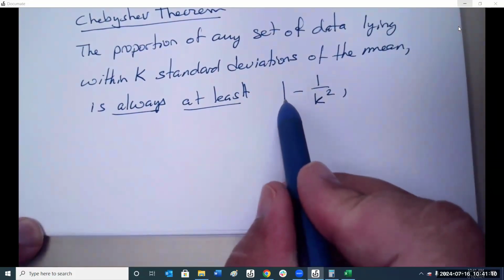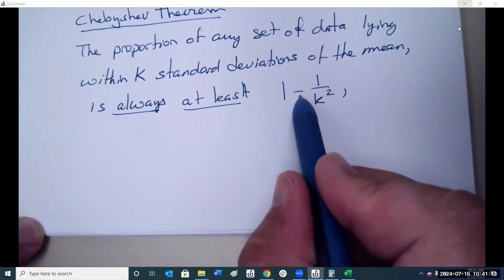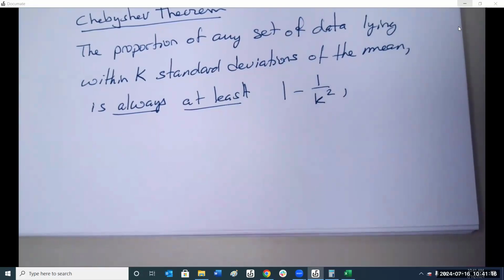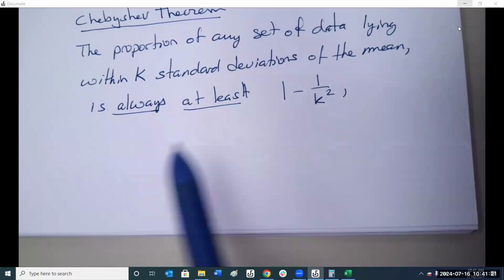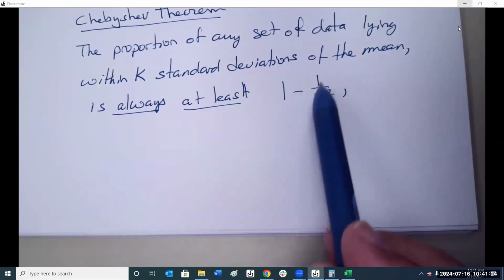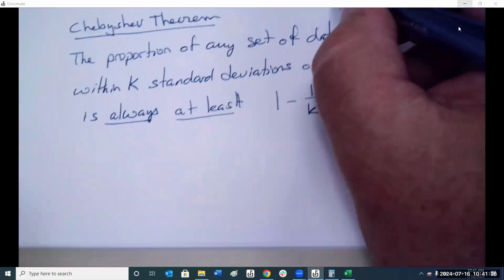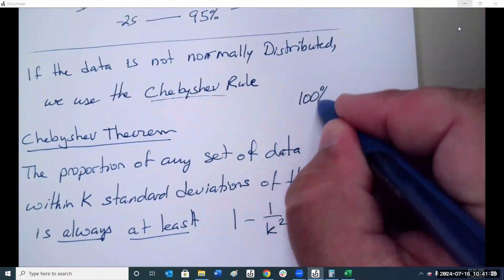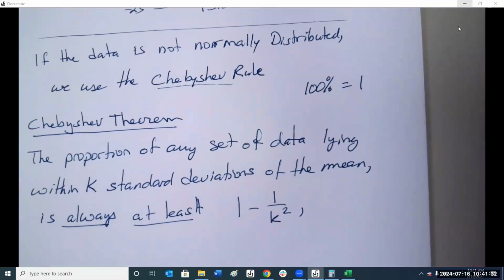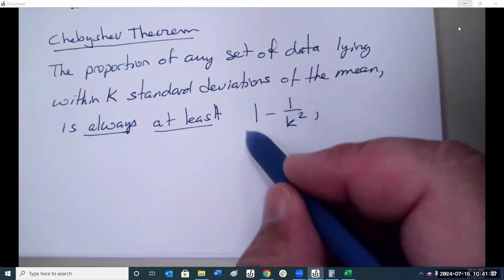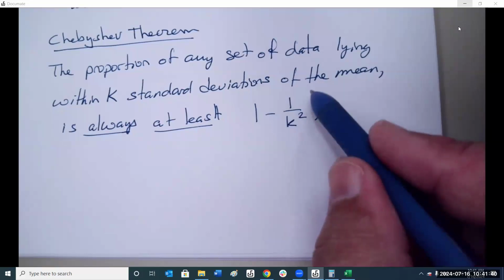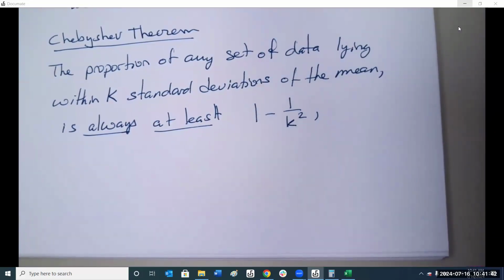Okay, why is it 1? It's 1 minus 1 over K squared. K is the standard deviations. The reason it's 1 minus this ratio is because 100% is equal to the number 1 in decimal. So what this says is 100% of your data minus this many percent of your standard deviations will give us the approximate percent value of your solution set.